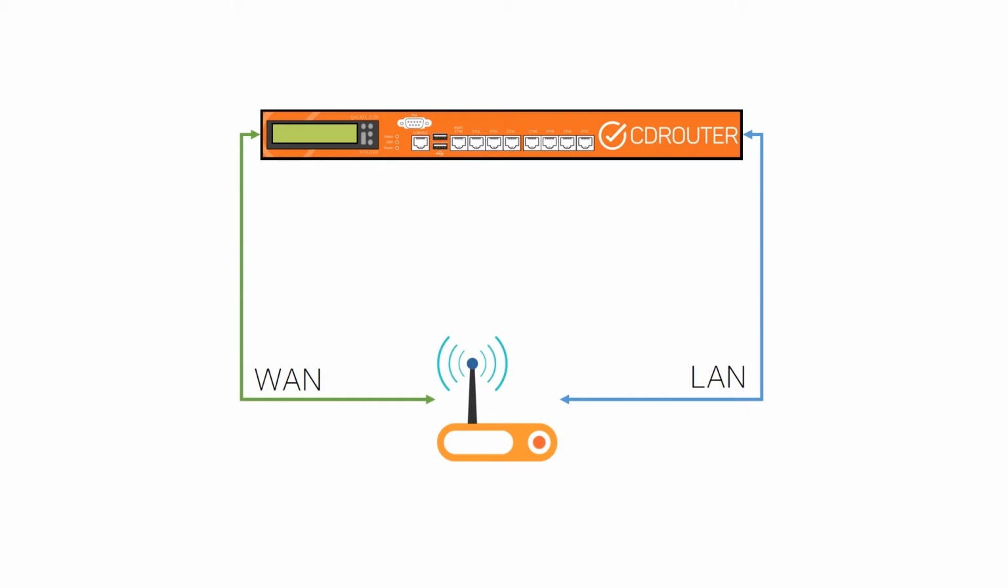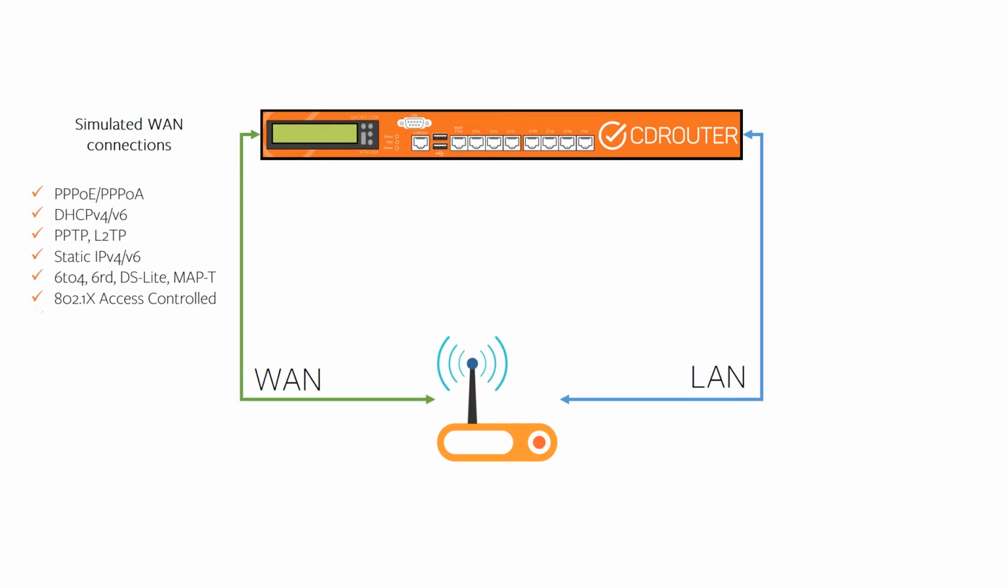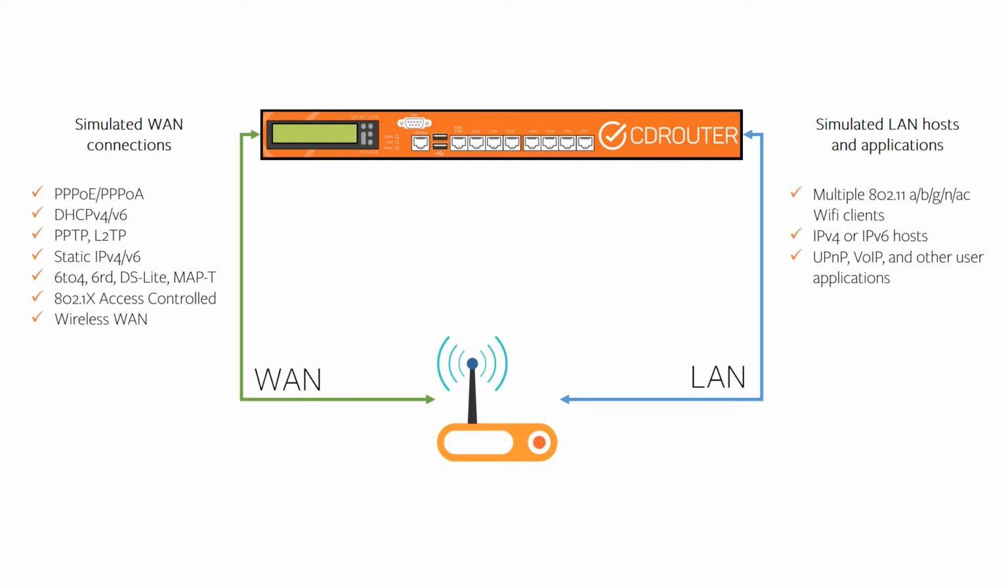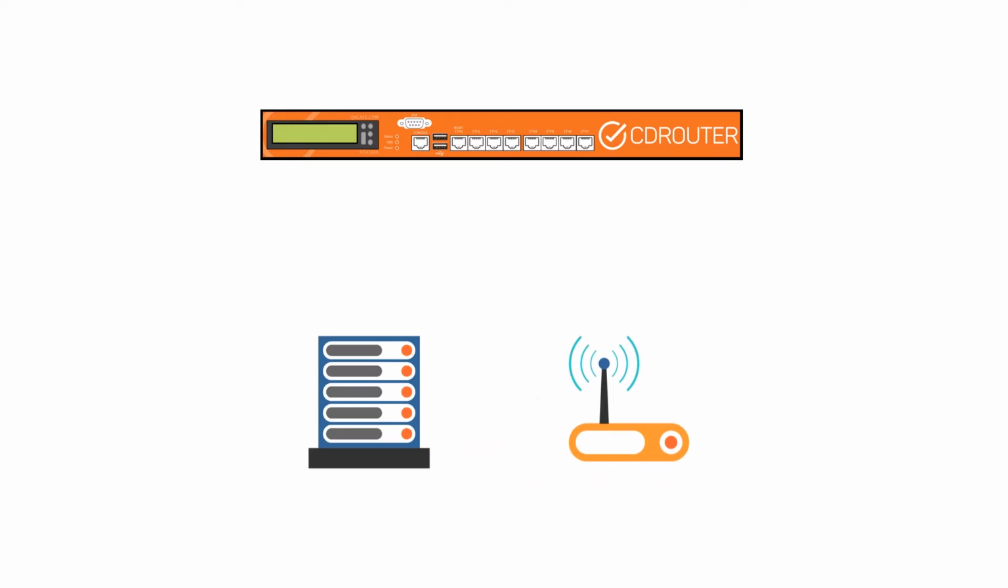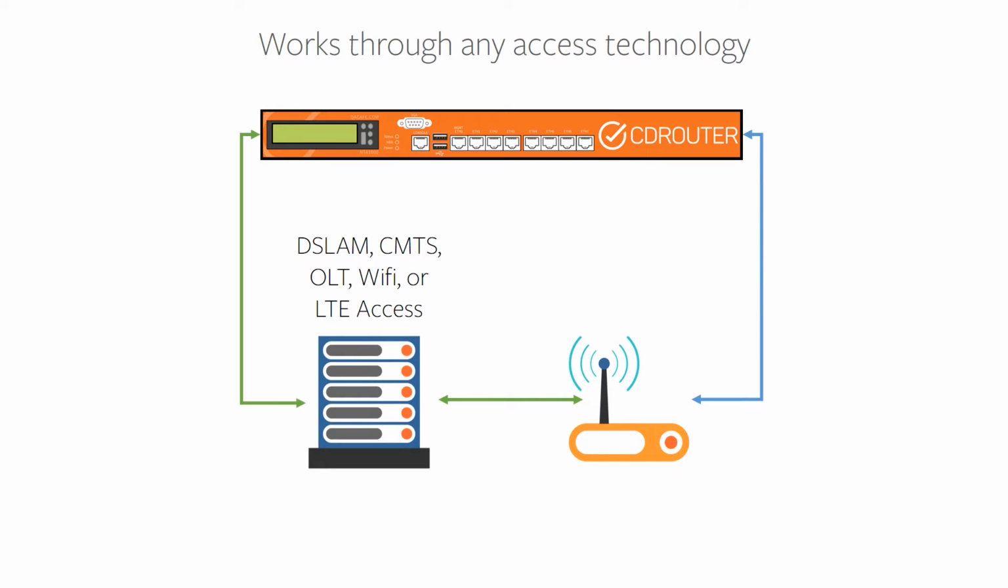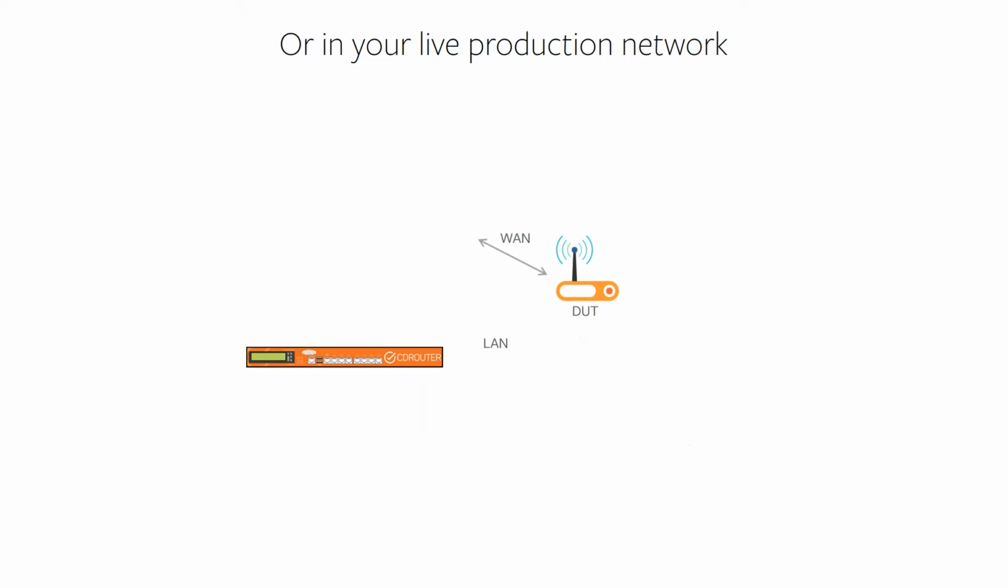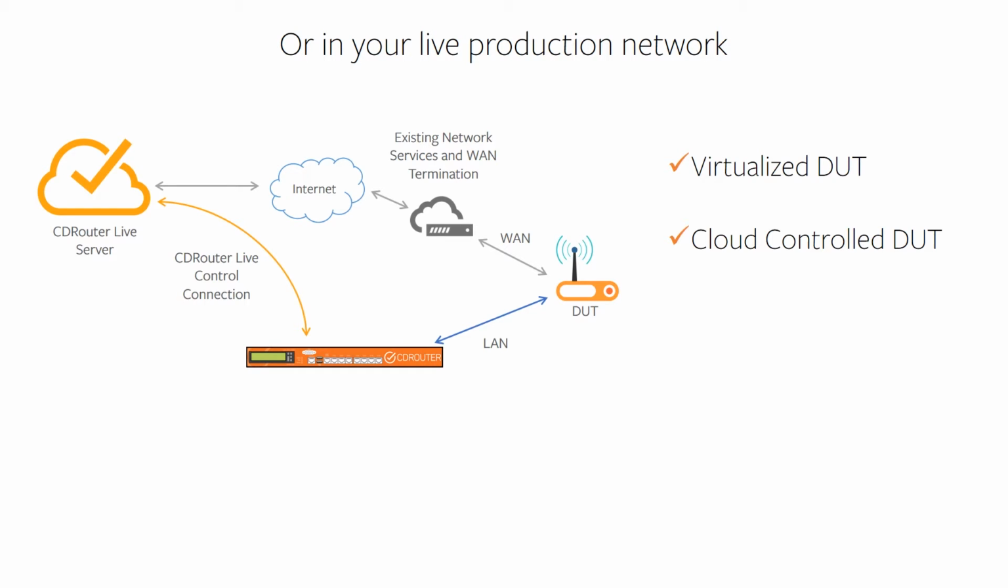CDRouter builds a simulated model of the broadband network with a variety of WAN connections. It simulates landside hosts and host applications on both wired and wireless devices, and the network services required to enable them. It can also be used with any access technology by testing through a DSLAM, CMTS, OLT, or LTE core network, or can be used to test over a live production network with CDRouter Live.